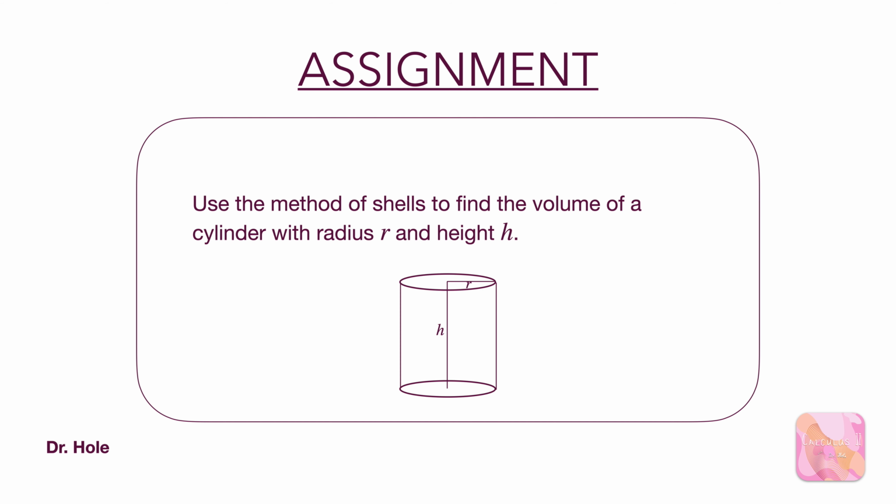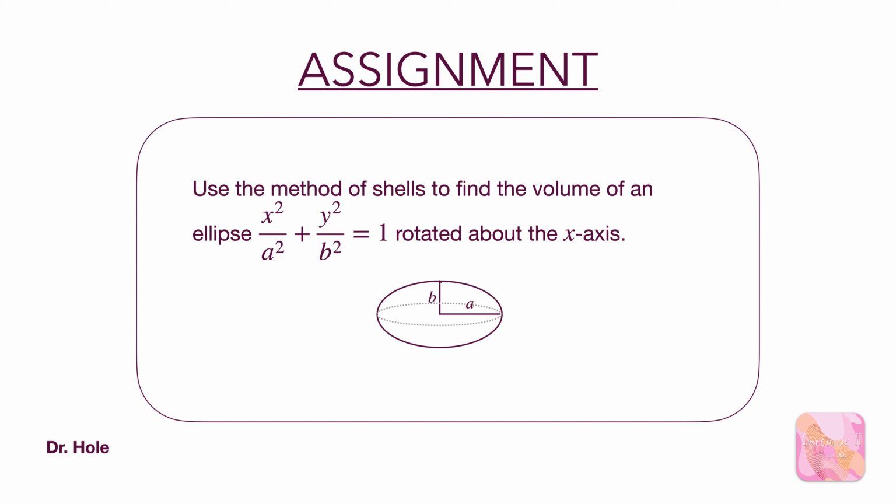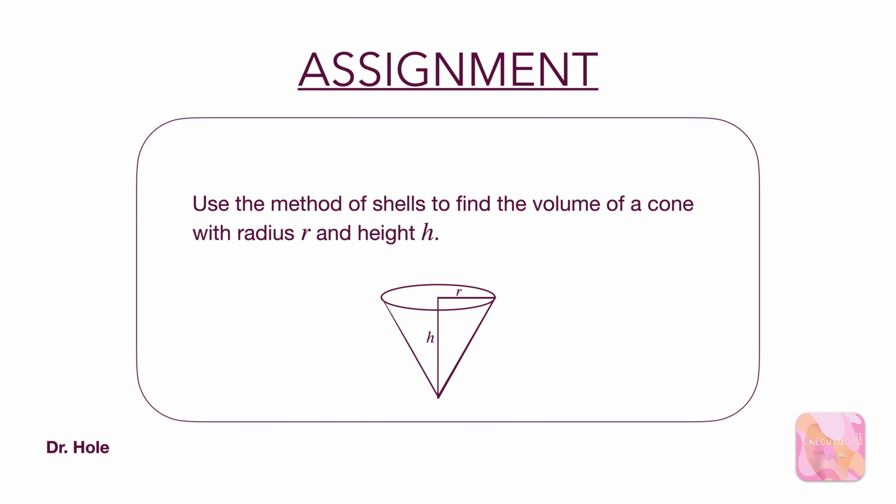Your turn. To make sure that you're on solid footing, come up with the volume of a cylinder using the method of cylindrical shells. Then make adjustments to that computation in order to use the method of shells to produce the volume of an ellipse, as well as the volume of a cone.